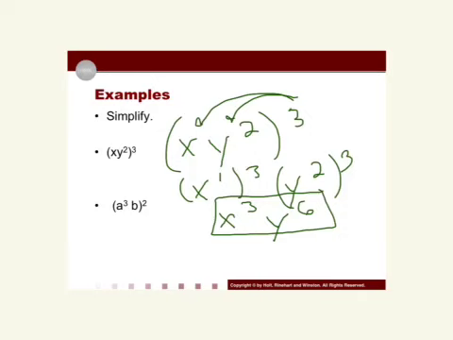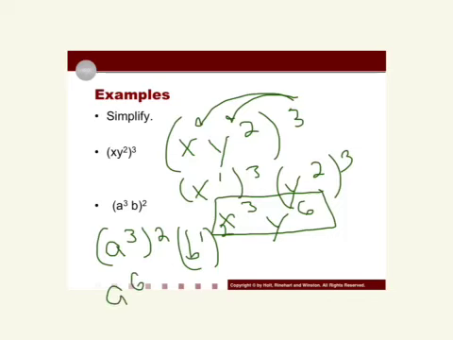Let's do that same thing now with our second example. We have a to the third power times b squared, all squared. So we would take a to the third and square it, and we would take b to the first and square it. A to the third squared, power of a power, we multiply. A to the sixth, b to the first squared. 1 times 2 is 2. So, simplifying that would be a to the sixth, b squared.